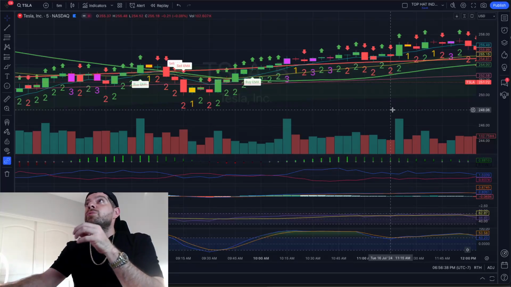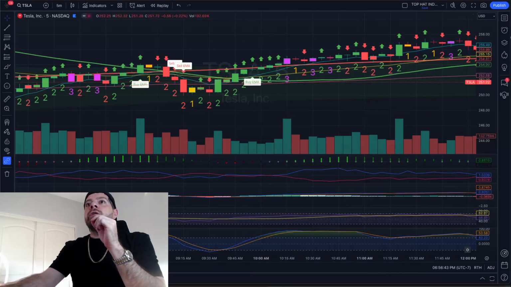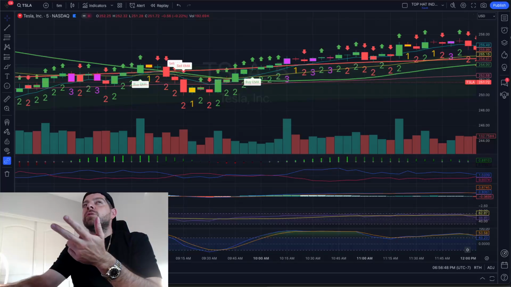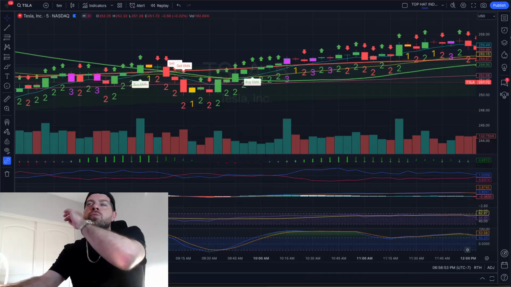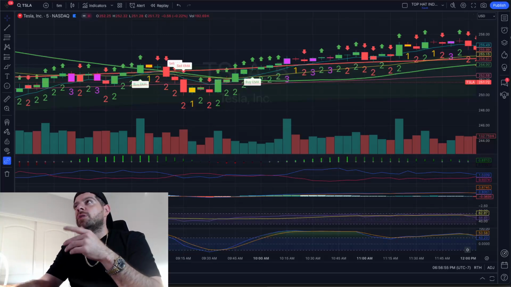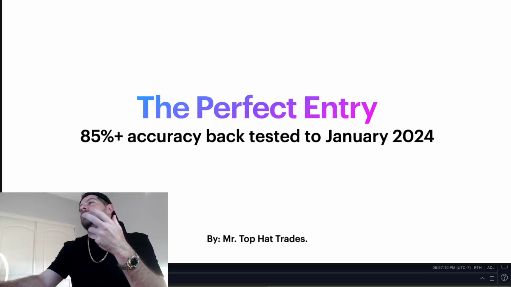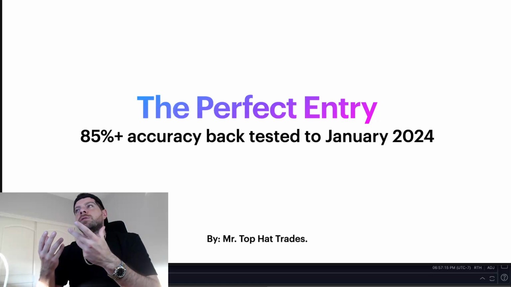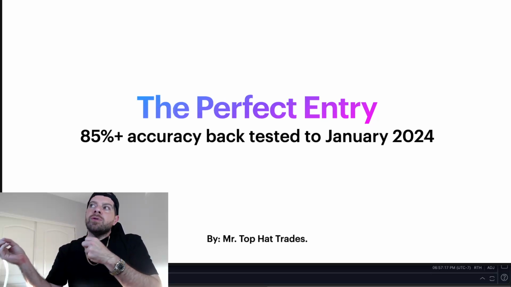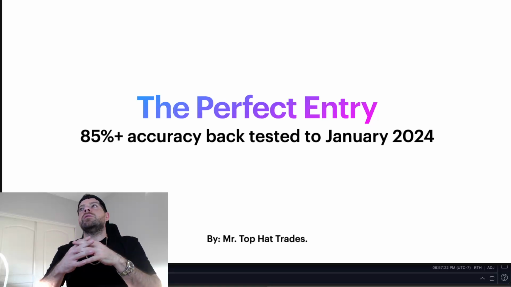Now this can be used in many things, okay, in many things. It can be used with crypto, futures, stocks, options, forex. This works with almost every single thing that you can trade. So the reason why I call this the golden top hat indicator is because it is the perfect entry. We backtested this all the way back to January 2024, and it's at 85% plus accuracy.